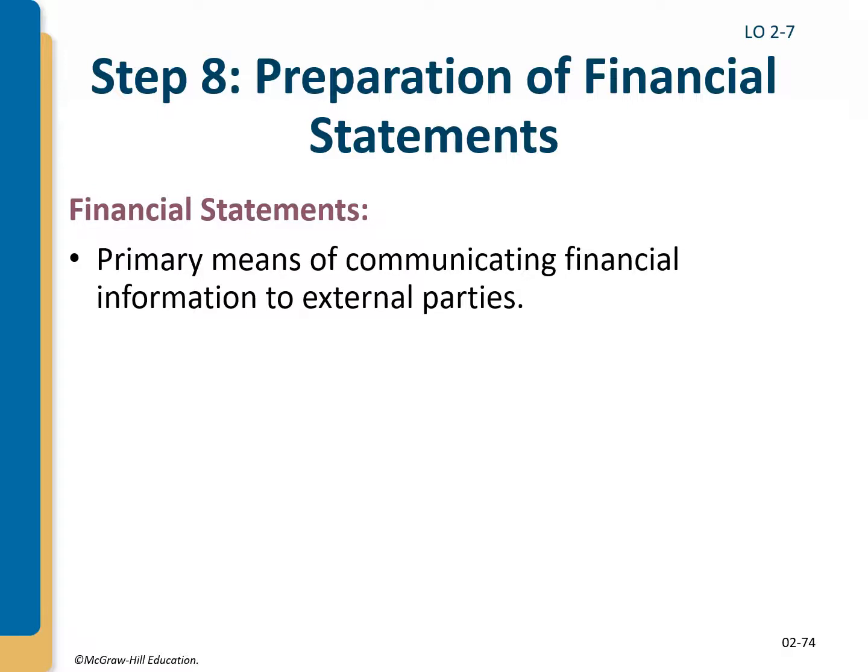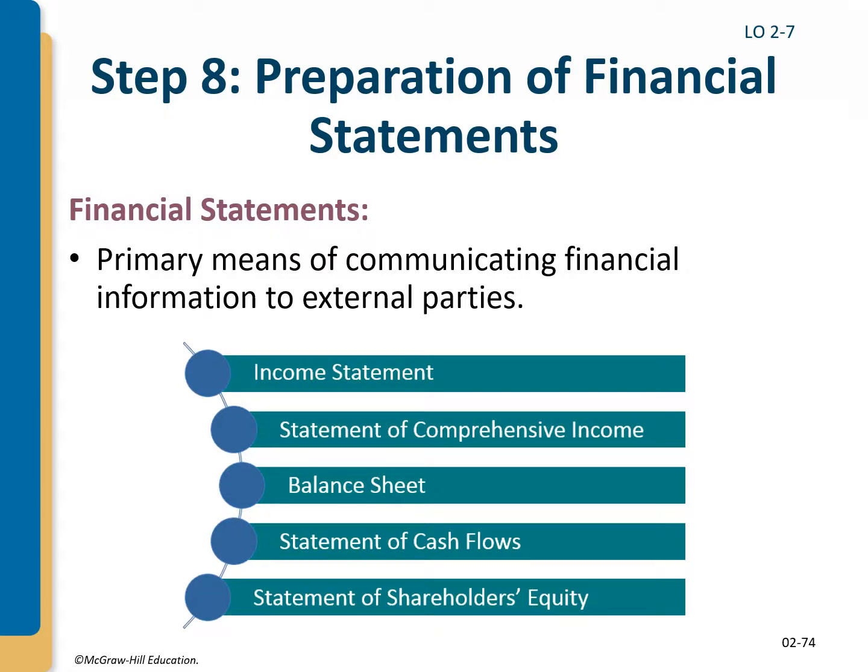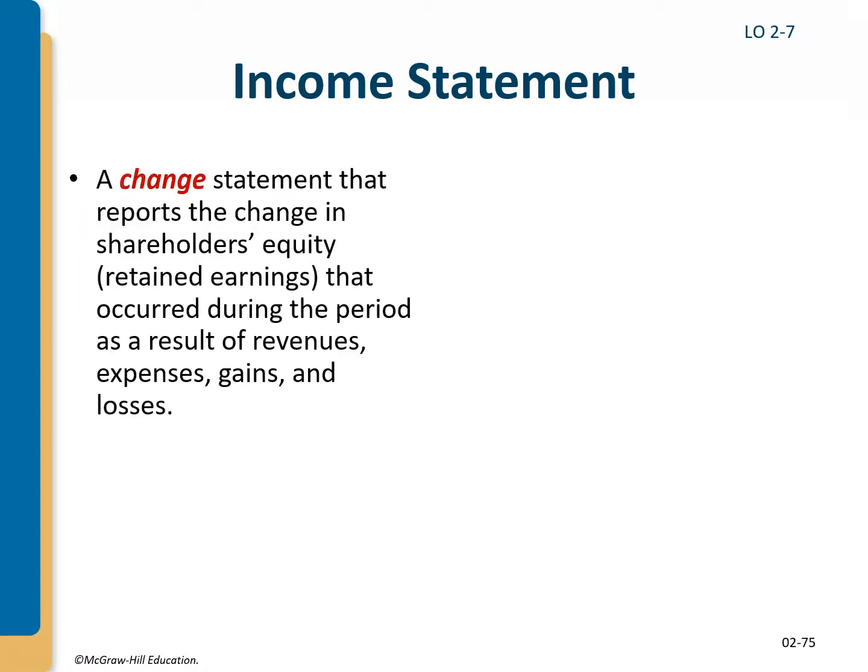So this is our primary means of communicating our financial information to external parties, and they're very formal. There's an income statement, a statement of comprehensive income, a balance sheet, statement of cash flows, and statement of shareholders' equity. Remember, on the income statement, we're showing a change statement that reports the change in retained earnings as a result of revenues, expenses, gains, and losses. So it's only those 4 items within retained earnings that are reported on the income statement.